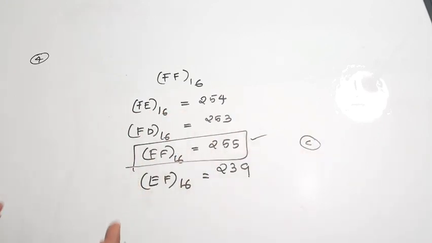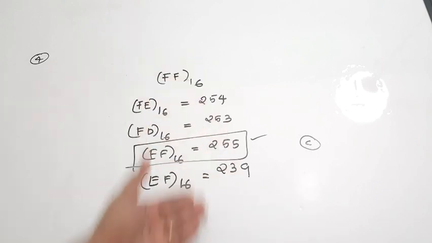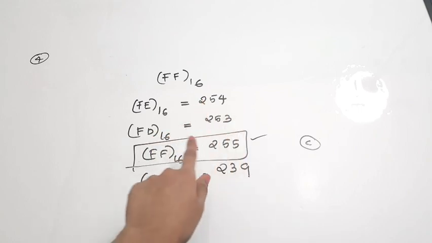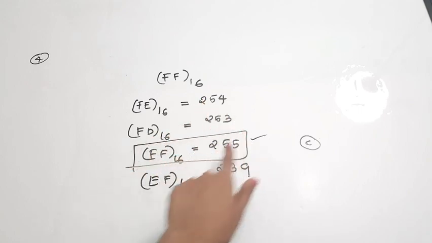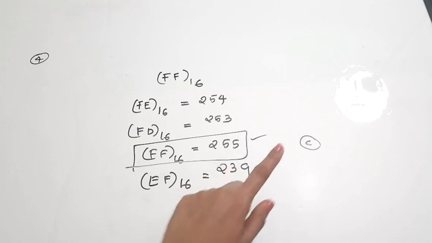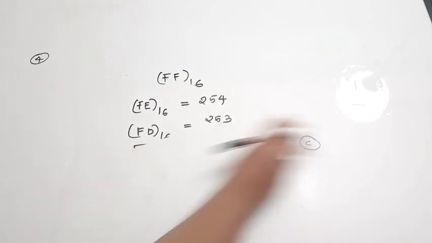And if you want to convert the values in decimal and if you want to compare the values, then again, here you can see it very clearly. FE is just 254. FD is 253. FF is 255 and EF is 239. So correct answer coming is option C only. Okay. Correct answer is option C. Next question.